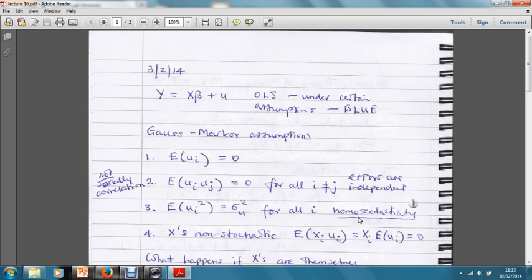And fourthly, the x's are not themselves random variables. So when we take the covariance of xi and ui, the expected value of xi multiplied by ui, we can take the x outside that expectations operator and write that as xi multiplied by the expectation of ui, which is of course 0. And the question we're going to ask today is what happens if the x's are themselves random variables.